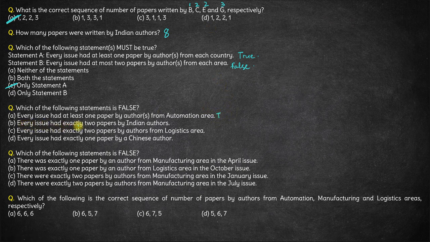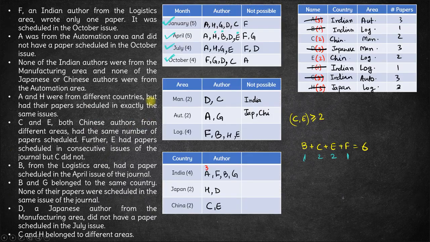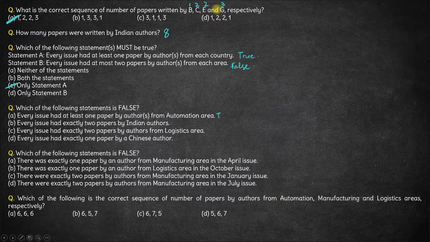Next, B. Every issue had exactly 2 papers by Indian authors. So let's see. Who are the Indian authors? A, F, B, G. January has A and G. These are the 2 Indians. So exactly 2 Indians. April has A and B. These are the 2 Indians in April. In July, who are the Indians? A, F, B, G. A and G are the 2 Indians. And October, we have F and G. These are the 2 Indians. So each issue has exactly 2 Indians. So this statement is also true here.